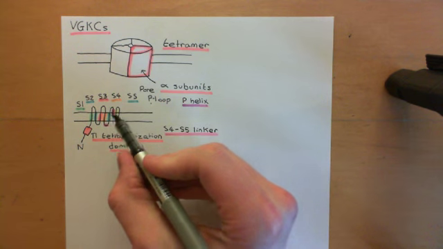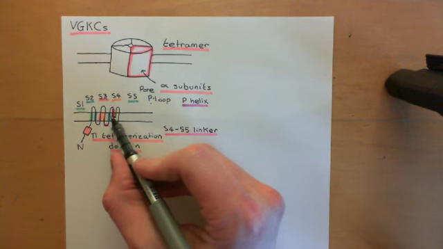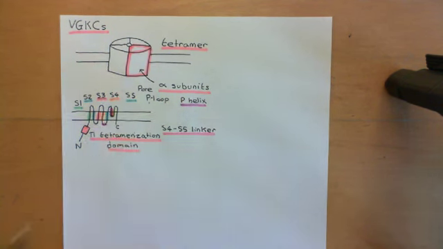We will call this purple portion the descending P loop, and we'll call the yellow portion the ascending P loop. The ascending P loop is the portion that's actually going to be lining the pore. We will be dwelling on this a lot later on when we come to discuss permeation and selectivity. It's got a remarkable structure.